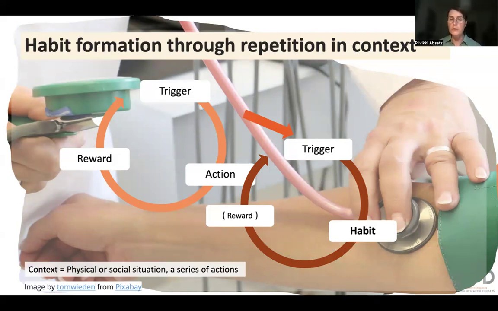This can also be adapted to other types of behaviors. For example, implementer behavior. One could think about using blood pressure measurement as a context that could trigger actions such as lifestyle counseling, and then that could be happening again and again until it forms into a habit.